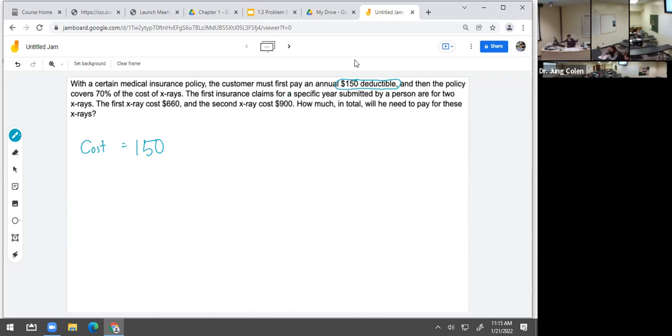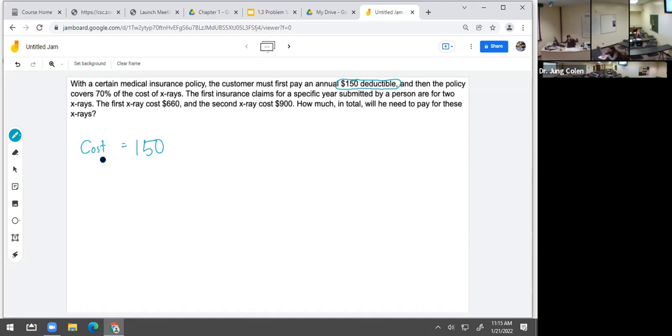But think about the deductible. Deductible means you need to pay that money, but you're going to get it back. But not exactly the same amount, depending on how much your medical expense is, right? And then the policy covers 70% of the cost of X-ray. The rest is about X-rays, right? The first X-ray and second X-ray. So it's covered by insurance, but not 100%. Only 70% is covered. Then how much do I have to pay?